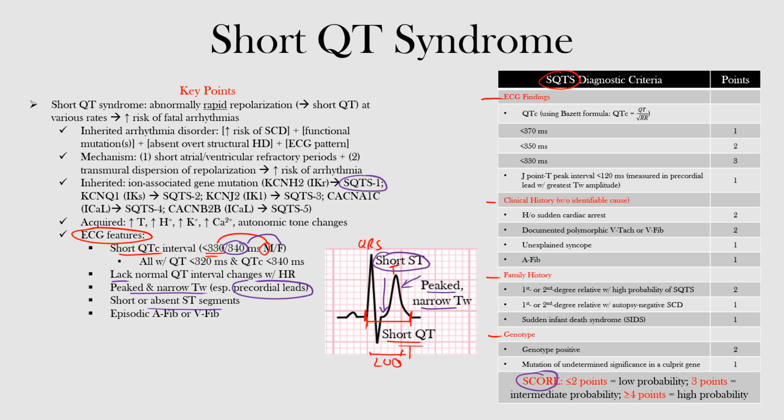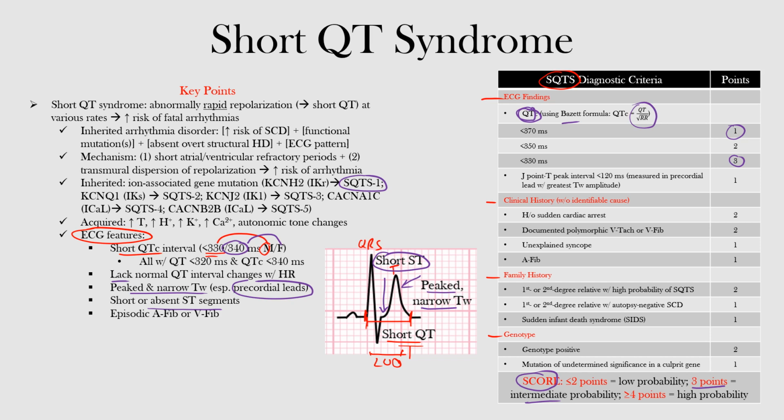So with the EKG features, you're first looking at the QTc interval, okay? QTc, the corrected QT interval for heart rate. And you're using the Bazett formula. And if you recall, that's QTc equals the QT interval over the square root of the R to R interval. If it's less than 370 milliseconds, 1 point is given. If it's less than 350 milliseconds, 2 points. And if it's less than 330 milliseconds, it makes it more likely, so you get 3 points, okay? So already if you get 3 points, you're at an intermediate probability, and you just need 1 more point to reach that high probability of short QT syndrome.